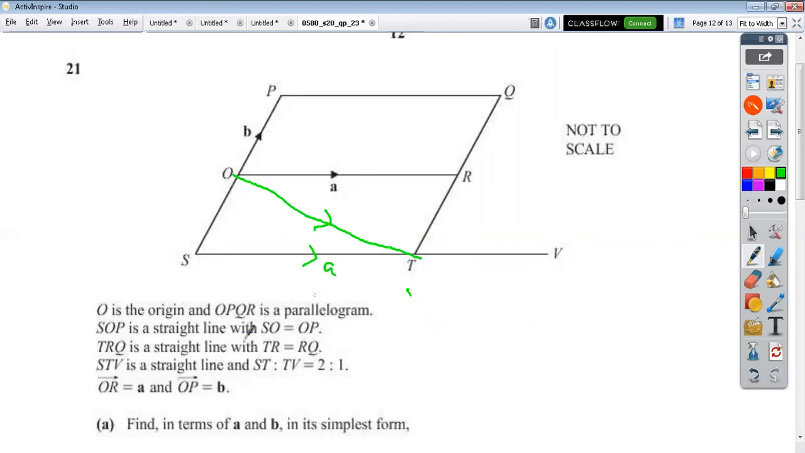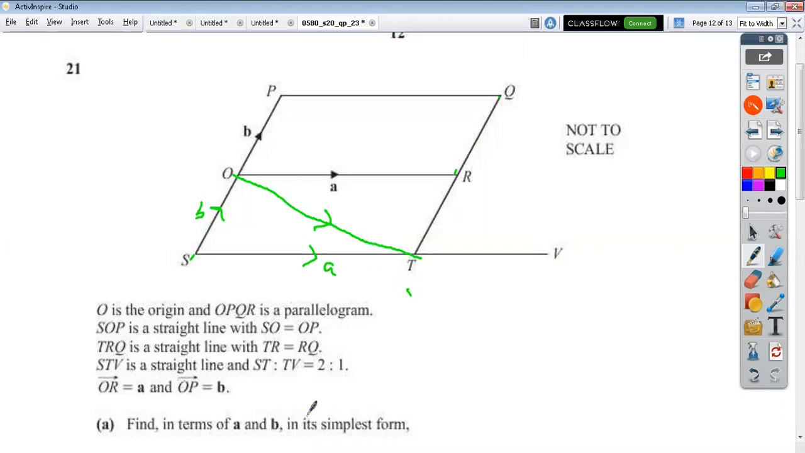Using our properties, the parallel is a straight line. Then I'm told that this one is a straight line such that TR is equal to what? To that. So these are equal. Makes sense? If they are equal, it means this is also equal to B. Clear? Yes, sir.